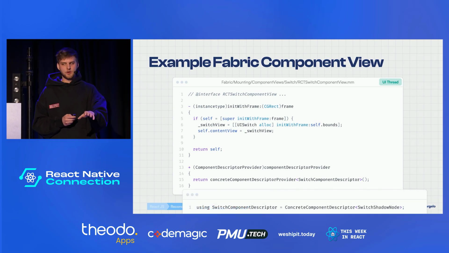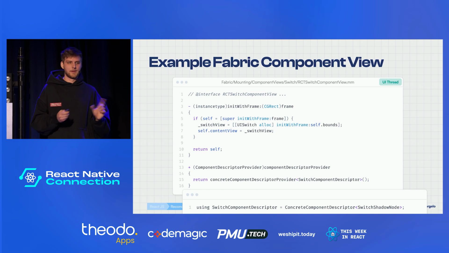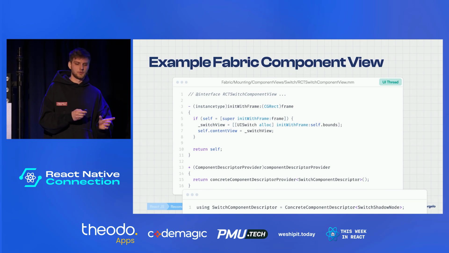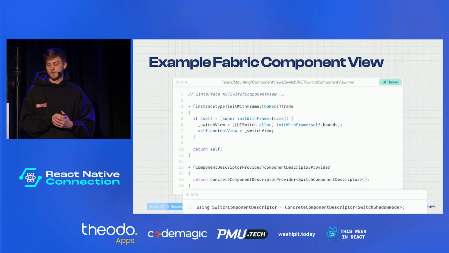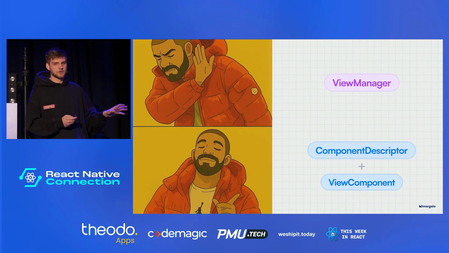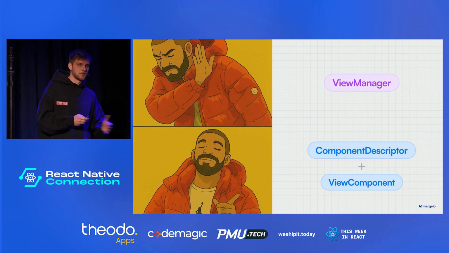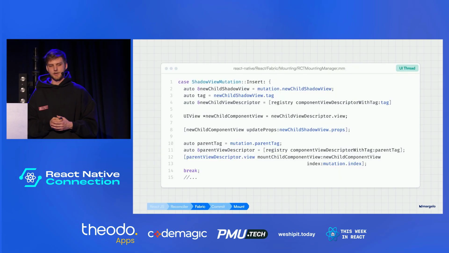And at the bottom, we have this component descriptor. The component descriptor is really an internal implementation detail that helps to make that connection, to map shadow nodes to the actual view components. You can maybe think of it like that. In the old architecture, we had view managers. And in Fabric, it's more like component descriptors and view components. So this is the new stuff in Fabric.